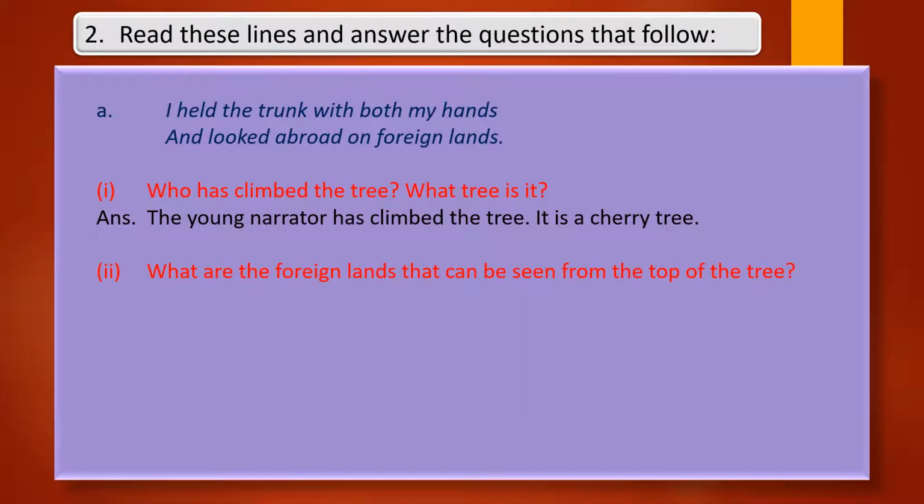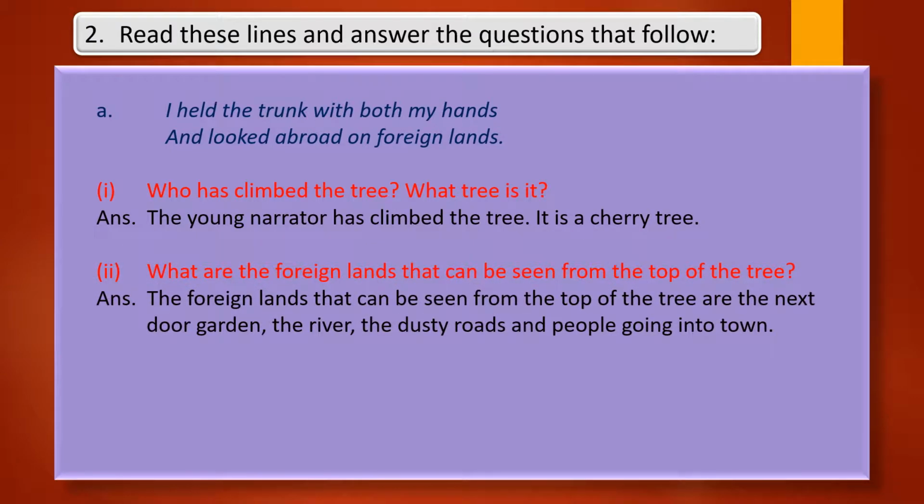Second question. What are the foreign lands that can be seen from the top of the tree? So children, for the child, all those places were foreign lands, no? So what all were the foreign lands that he saw after climbing? Yes, the next door garden seemed to be a foreign land to him, no? The dusty roads, people going, isn't it? The river, all these were the foreign lands, no? So here is the answer. The foreign lands that can be seen from the top of the tree are the next door garden, the river, the dusty roads and people going into town. Right? Now let's see next question.